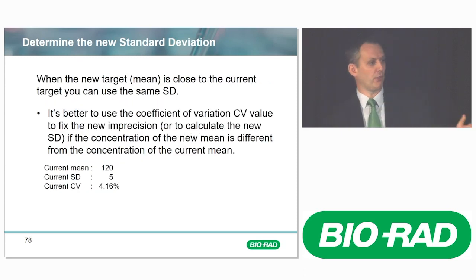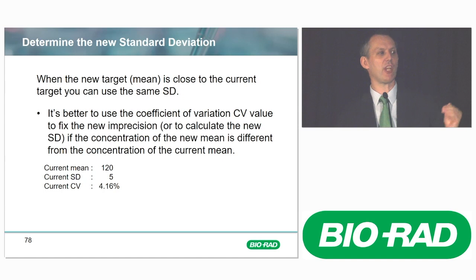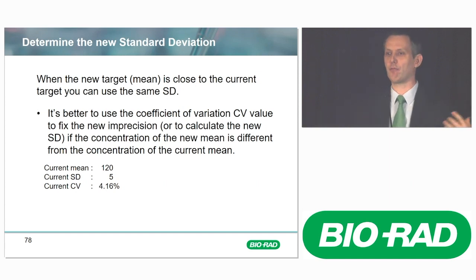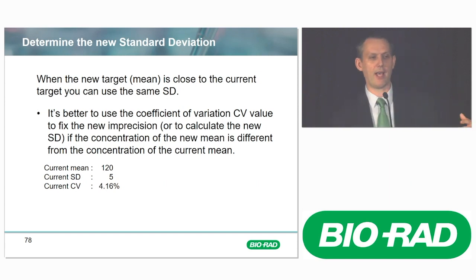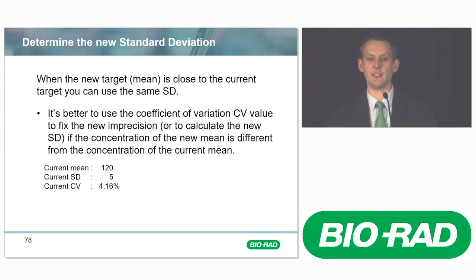Remember that when the target of our new lot is close to the old lot, we could just copy the standard deviation, because the standard deviation is an absolute value. But most of the time, it's a little easier to use our coefficient of variation, or CV, because if our target changes, that helps us move over that same imprecision. I put a little example in there. If we're looking at our current instrument with our current lot at 120, with a standard deviation of 5, we have a CV of 4.16.